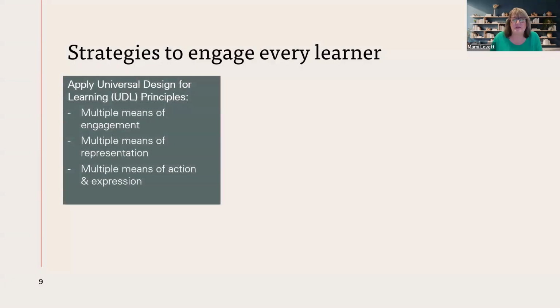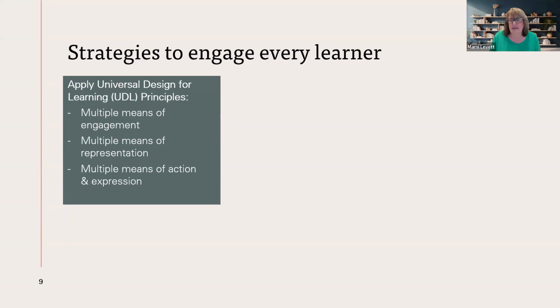The first thing is applying universal design for learning principles: multiple means of engagement, representation, and action and expression. Quickly, if you're not familiar with these, I think most of you probably are, but multiple means of engagement means that you offer choices in how students participate. A simple example could be offering transcripts of a recorded lecture. Students could either watch, read, or do both.